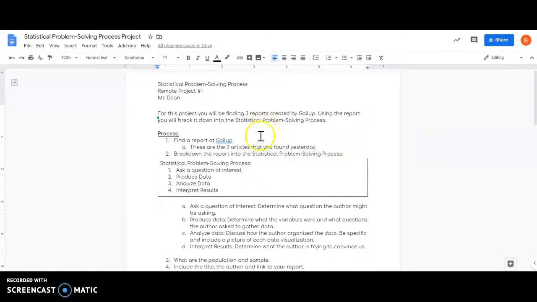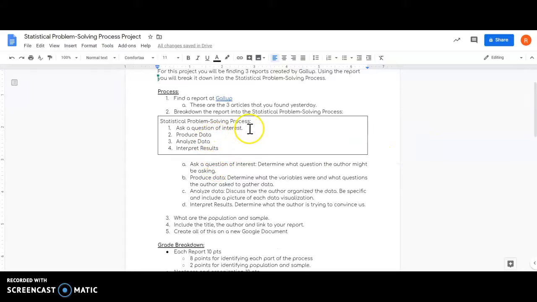We are going to look at the statistical problem solving process. That's asking a question, producing data, analyzing data, interpret results. This right here is what you guys are going to be doing for your final project. But to get there, we are going to look at what other people are doing with that.